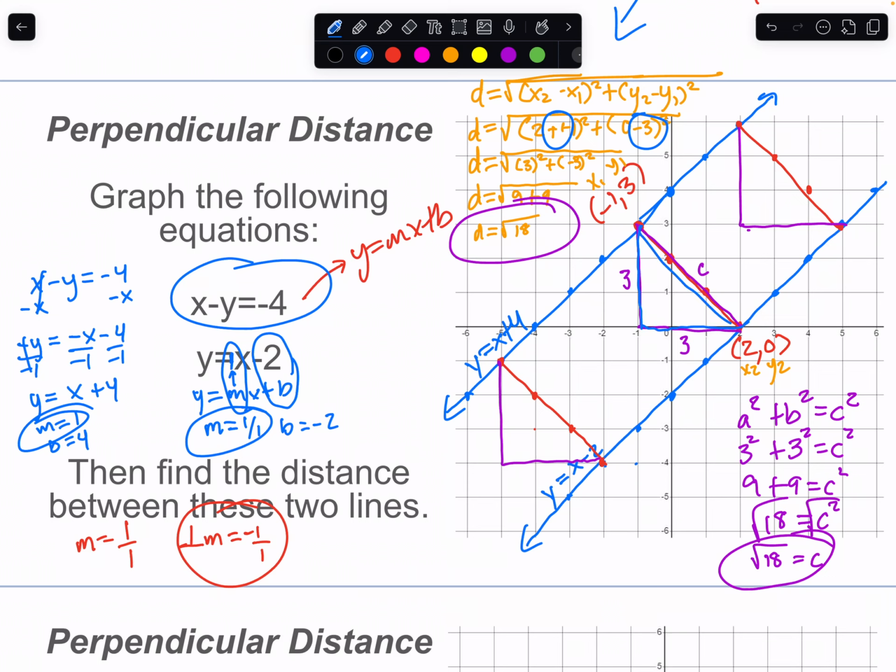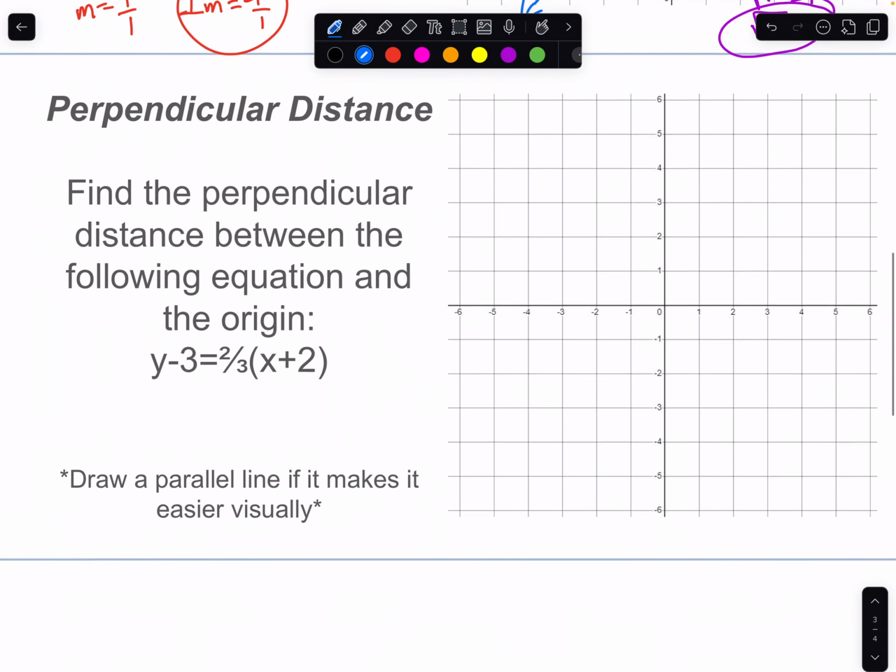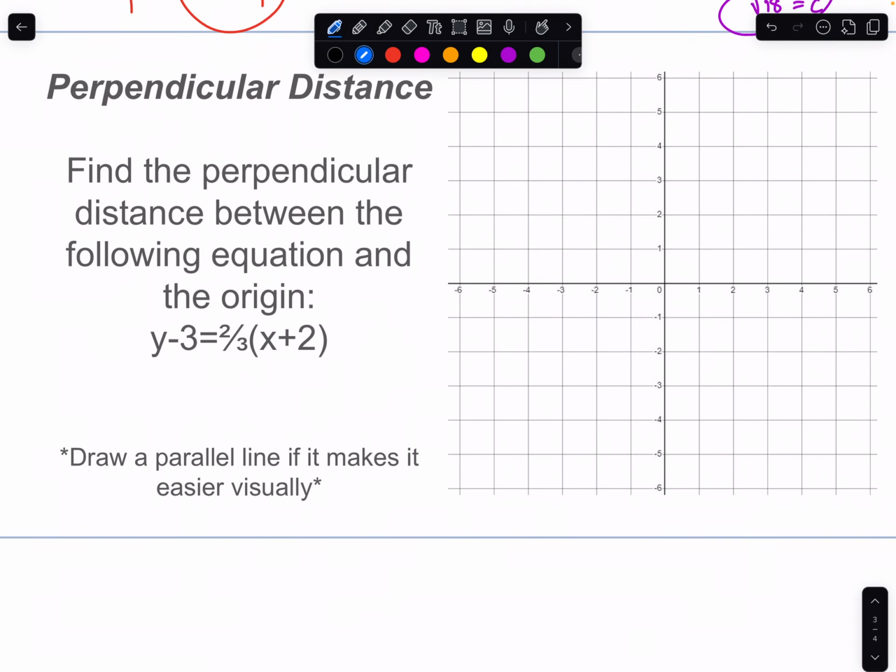All right. Let's try another example. For this one, I want to graph the line y minus 3 equals 2/3 x plus 2, which is currently in point slope form.